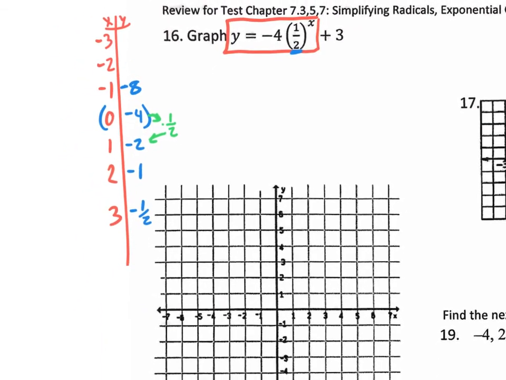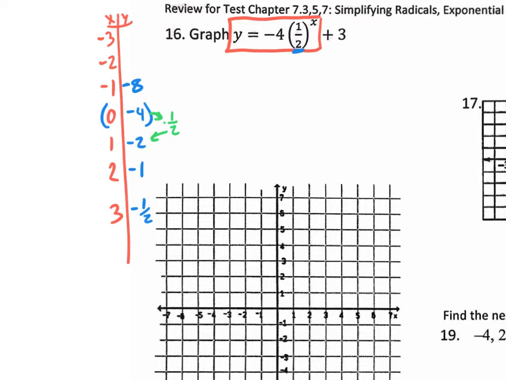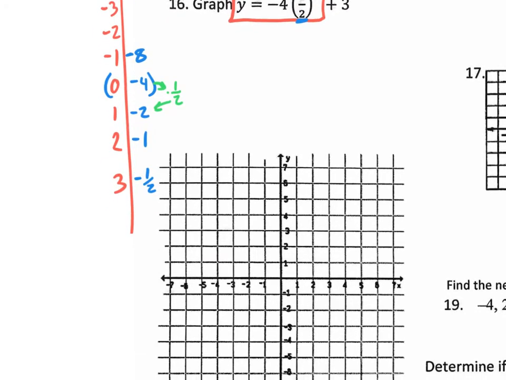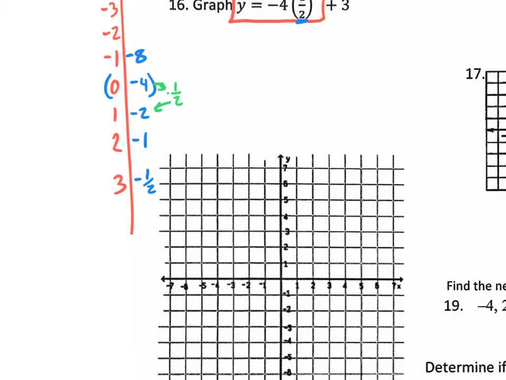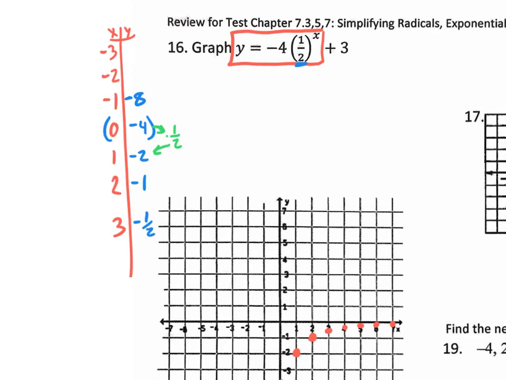Now remember, this is the parent graph so far. So let's graph 0, -4. And that is, let me move it up, 0, -4 is right here. And then the next one, 1, -2 is right there. And the next one, 2, -1 is right there. And then 3, -1/2 is right there. And we said it keeps getting closer and closer and closer to 0 till it actually looks like it's touching. Now this is the parent graph. Your actual graph is where? Has an asymptote where?